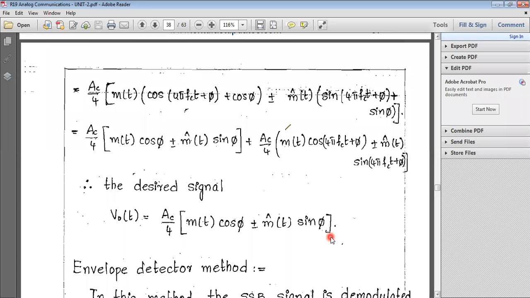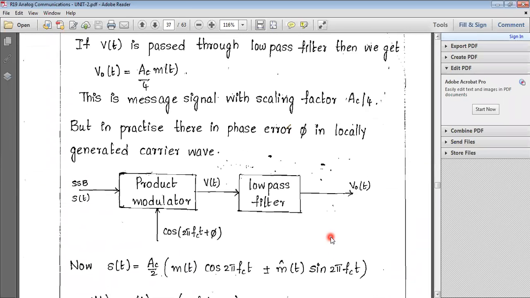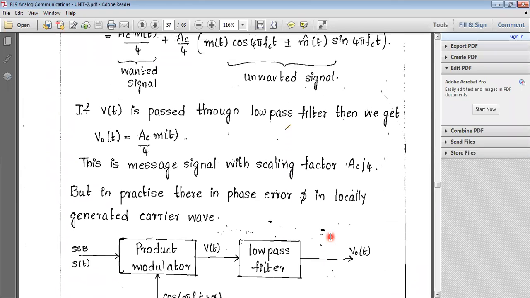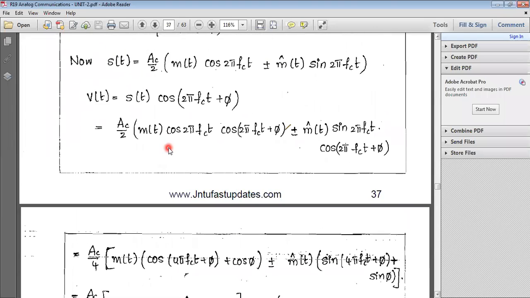What is the difference between the previous case and this case? In the previous case, with phase error phi equal to 0, we got the message signal directly as AC by 4 into m of t. In which situation? If there is perfect synchronization between the transmitted carrier and the received carrier, that is phase error phi equal to 0. In that situation, we get AC by 4 into m of t. But here, practically it is not possible. We have phase error phi.